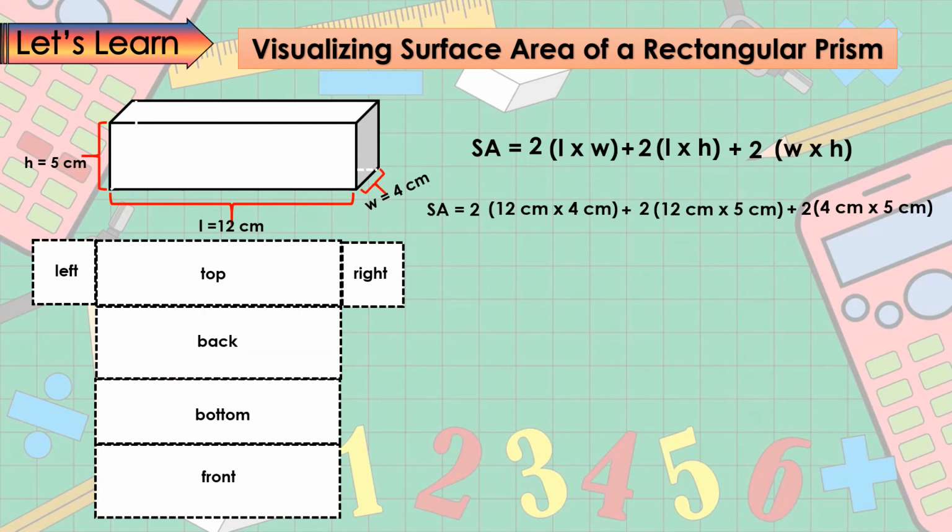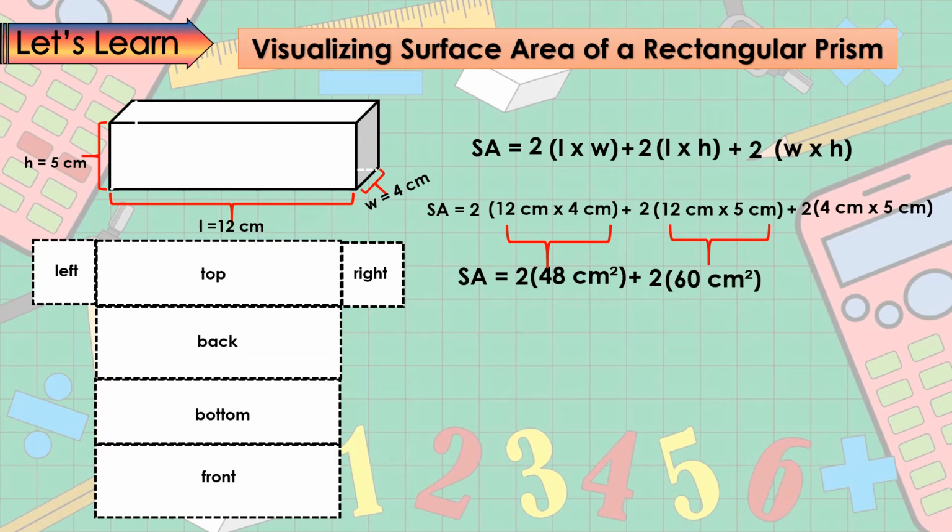So, following our GEMDAS rule, we are going to solve first what's inside our grouping symbol. We are going to start with 12 centimeters times 4 centimeters. So we will get a product of 48 centimeters squared. Plus, we are going to bring down 2, and we are going to solve again what's inside of our grouping symbol, which is 12 centimeters times 5 centimeters.